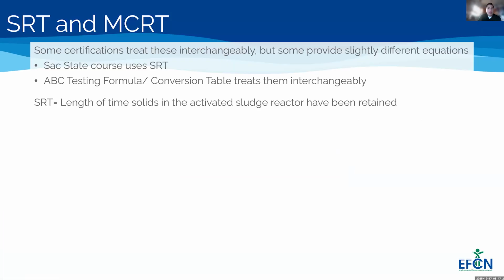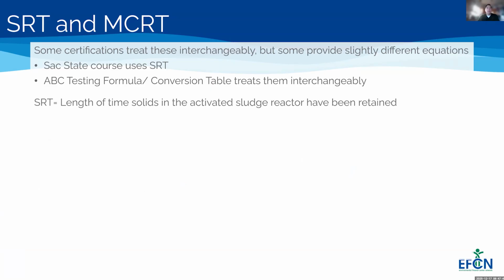And just a little more detail about the SRT and MCRT. I'm going to introduce the calculations. Like I already did mention, they are interchangeable. The Texas state courses tend to use the SRT, whereas the ABC testing formulas and conversion table treat them both interchangeably. They use the same equation.